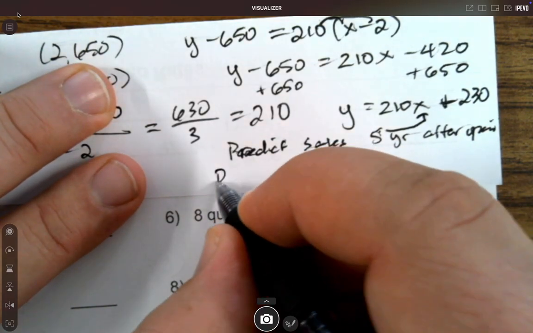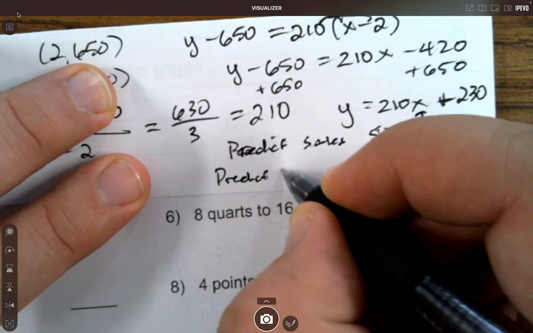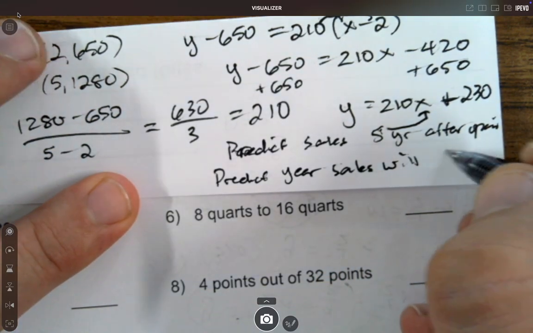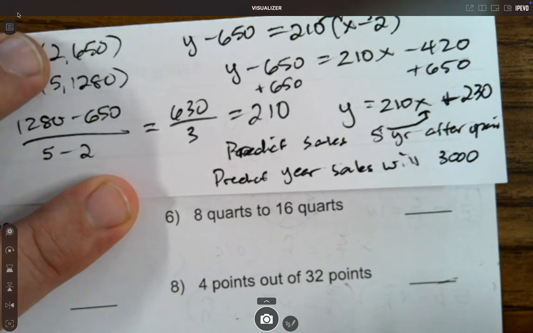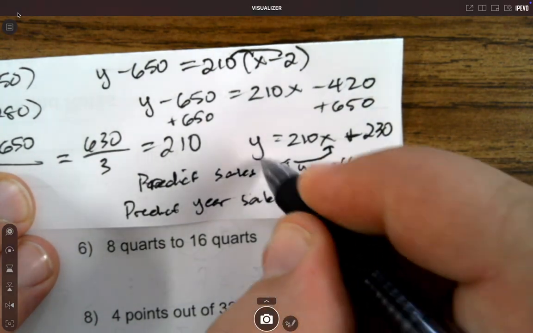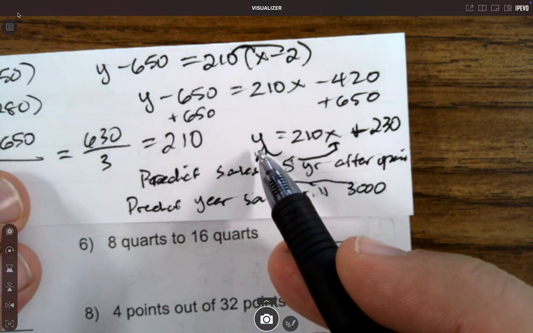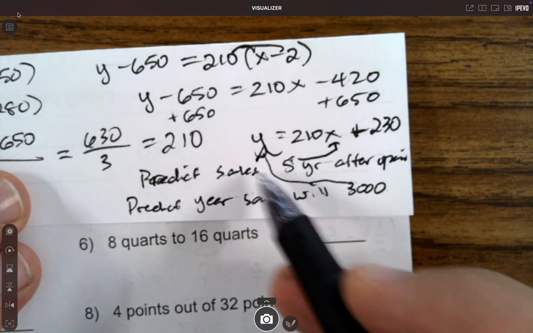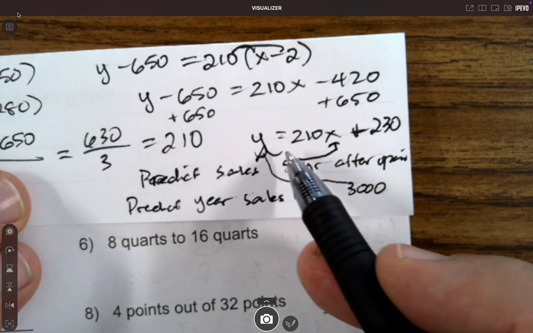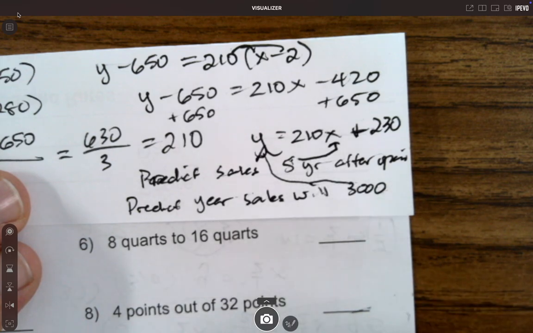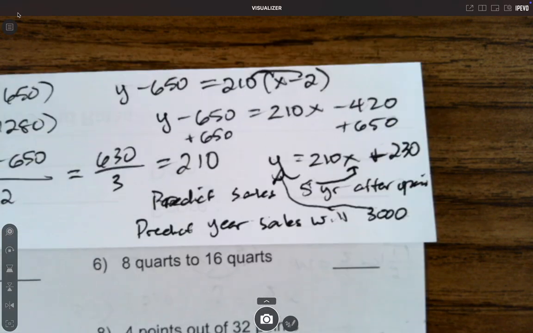And if they said, predict the year sales will be 3,000. Okay, that's sales. Remember, sales is the Y value. So in this case, you'd plug 3,000 in for the Y, and then you'd solve for X. So you'd plug 3,000 in for Y, subtract 230 over, and then divide both sides by 210. So make sure you understand when to plug in what when you're doing predictions.